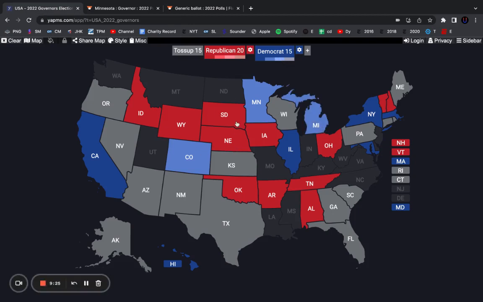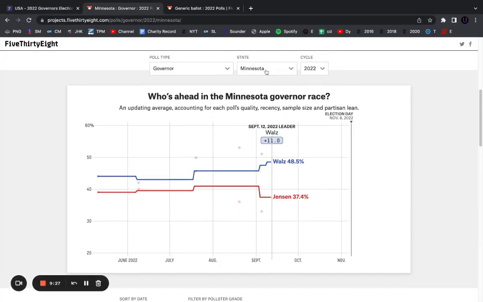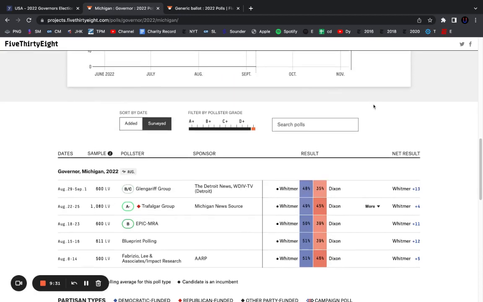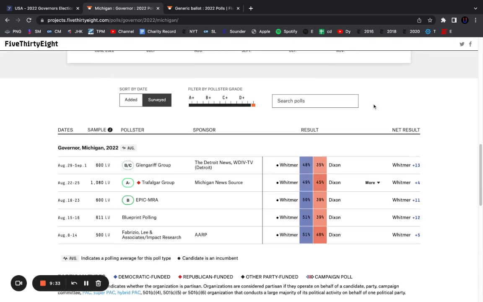Same with Michigan. Originally, I thought this was going to be a really close race, but Tudor Dixon is just running an awful campaign. She's down by 11% right now, and she keeps making statements that are really, really harmful for her. She's said, for example, that she doesn't support exceptions for abortion in any cases. I'm not going to say the words because I don't want to get demonetized and whatnot. But I think you know what I'm talking about.